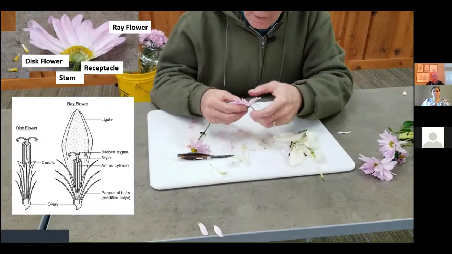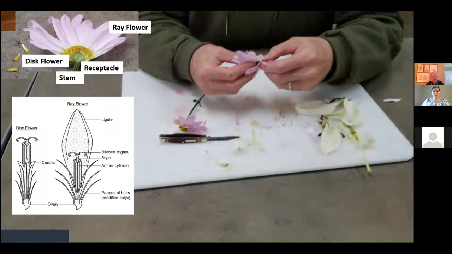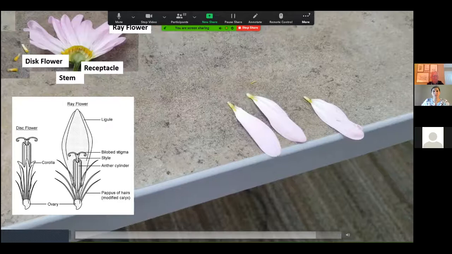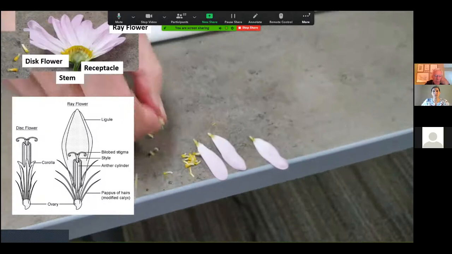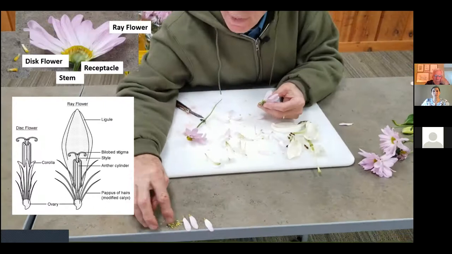I want you, when you get a chance to look at that, what you'll see is that there's a little style and stigma sticking out in the center. It's very tiny because the ovary is very, very tiny. And these are all little ray flowers. Now they will have a pretty little five-branched corolla where all the petals are fused together, and then there's little five branches at the tip.